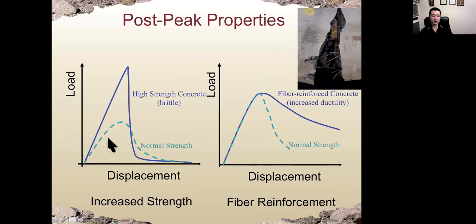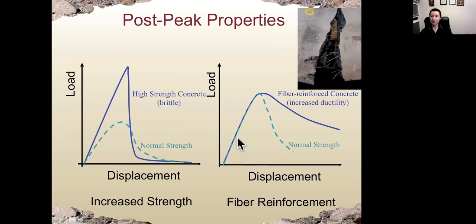All right. So here shows more post-peak behavior of different types of concrete. For normal concrete, after peak load, it can still resist some of the load until the total failure here. For high strength concrete, the strength is higher, but high strength concrete is typically more brittle compared to normal concrete. As we can see from here, we have almost sudden failure for high strength concrete.